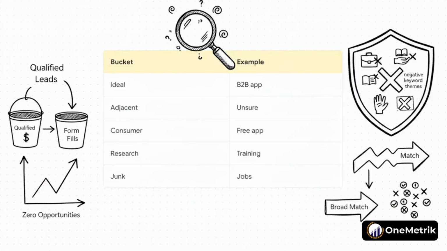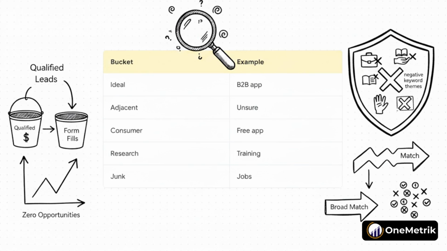So how do we make sense of that evidence? Well, you shouldn't just scan for obvious nonsense. You really need to classify those search terms into 5 specific intent buckets: ideal buyer, adjacent but maybe uncertain, consumer, research only, and irrelevant. By categorizing these, you can calculate the true cost per qualified lead for each specific bucket. Because a term might look amazing because it gets you cheap form fills, but it's terrible when you realize it yields absolutely 0 opportunities.